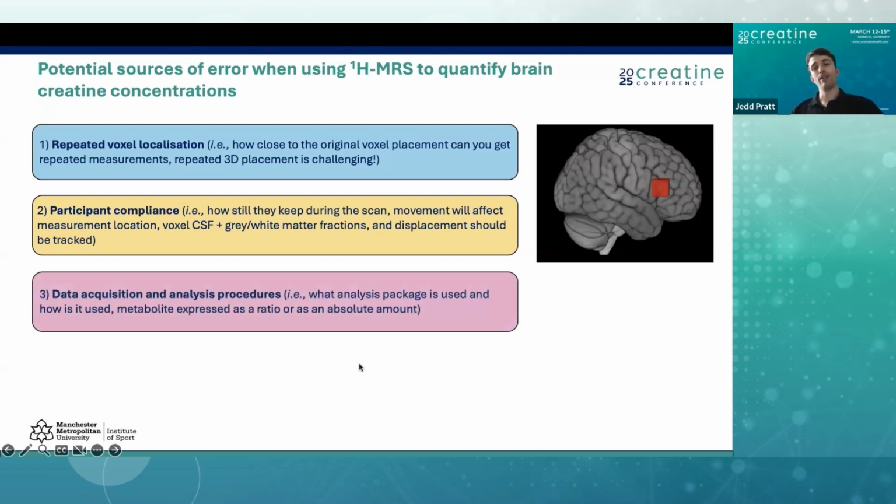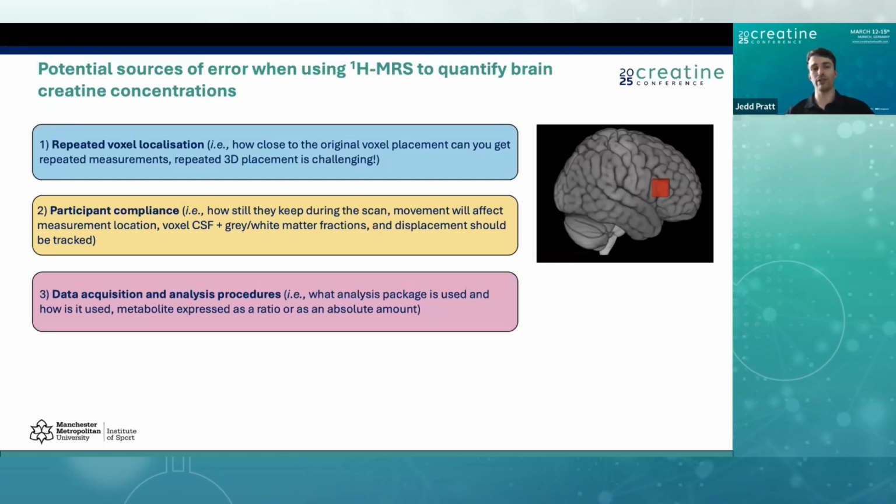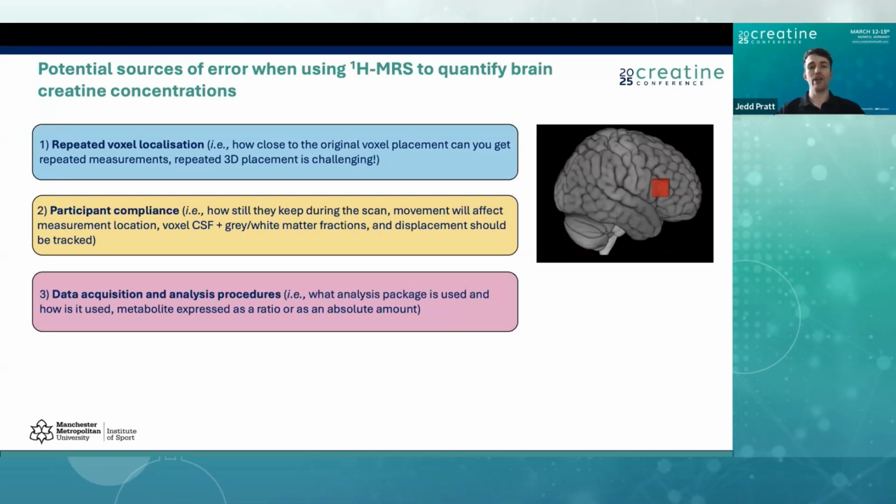The third point is in relation to the acquisition parameters that you set on the scanner, and also the analysis procedures, with what analysis package you use. Again, these are going to be things that, if you change these between people or between repeated measurements, it's going to have an impact on the actual quantification that you can pick up.